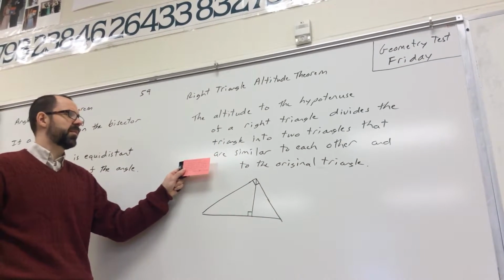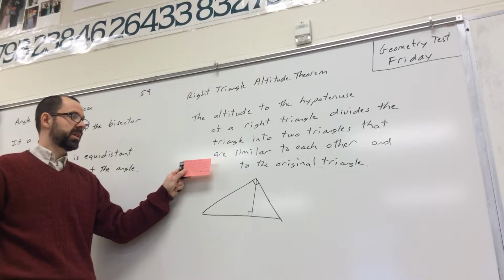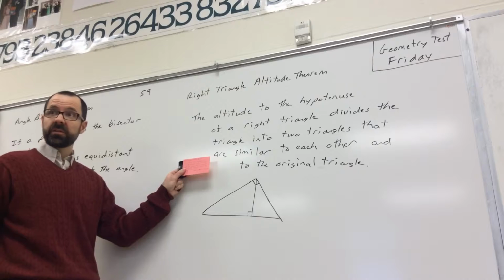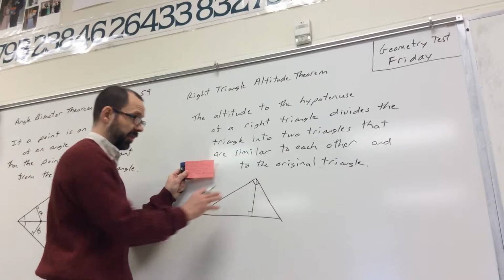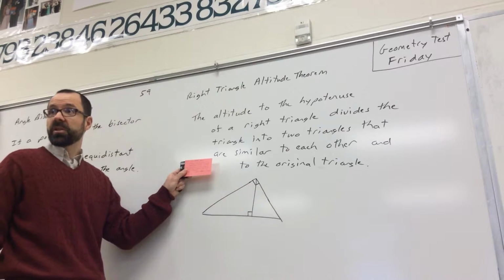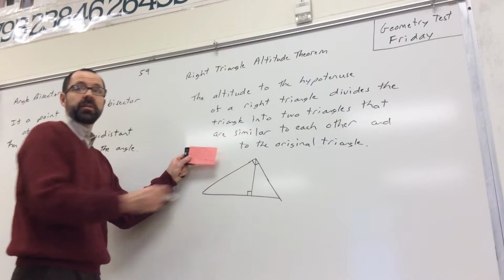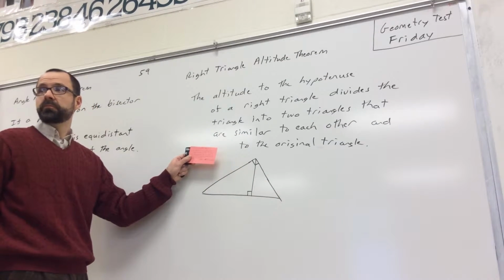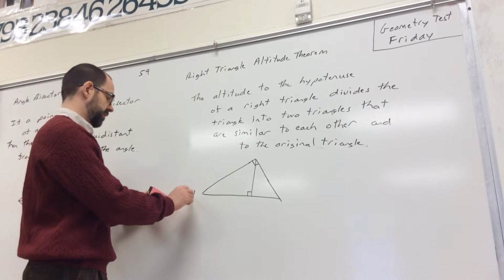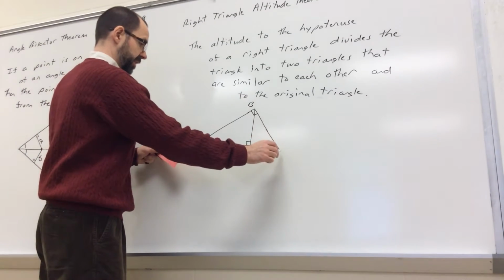So the altitude to the hypotenuse of a right triangle divides the triangle into two triangles that are similar to each other. So this one is a mini version of that one, and also similar to the original. So this one is a mini version of the largest one. And just to nail that home, I'm going to put some letters down.